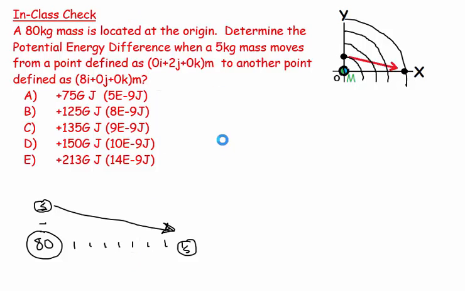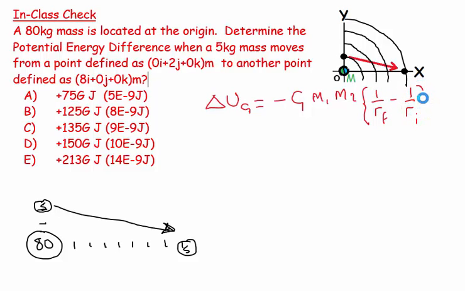I need a principal relationship, and my change in gravitational potential energy is equal to minus G m1 m2, and now we have 1 over r final minus 1 over r initial. So there's my relationship. The negative sign is there so that when you get increases in altitude you get a positive sign.